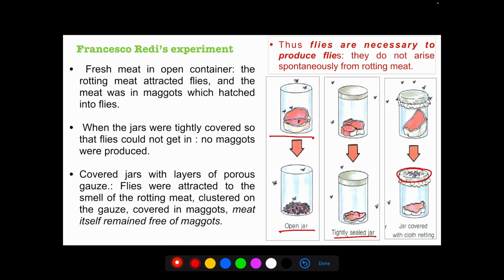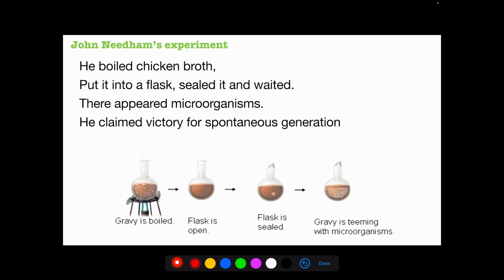And so Redi concluded by saying flies are necessary to produce flies. They do not arise spontaneously from the rotten meat. So this is what Francisco Redi did to disprove the spontaneous generation theory. However, another scientist by name John Needham set out to also prove that actually spontaneous generation was the order.